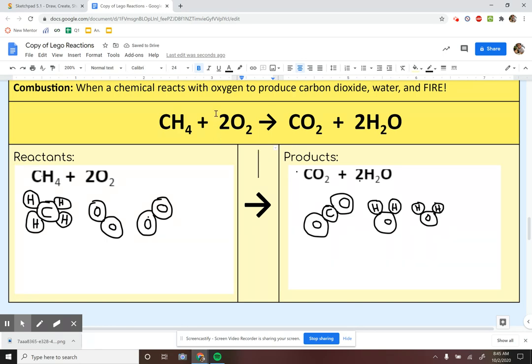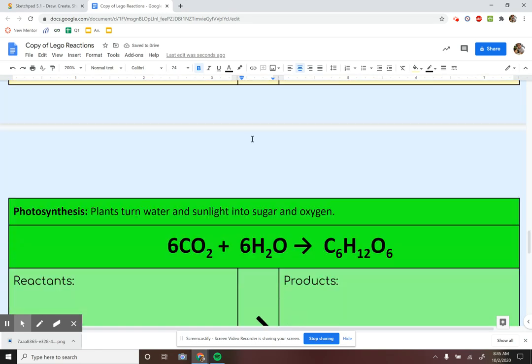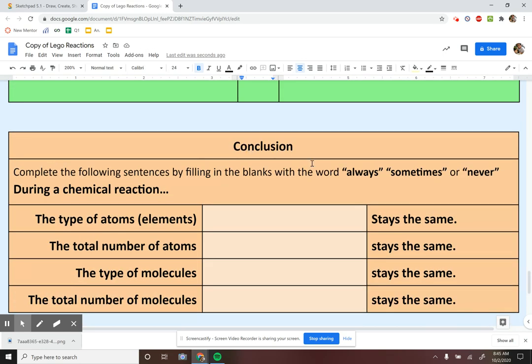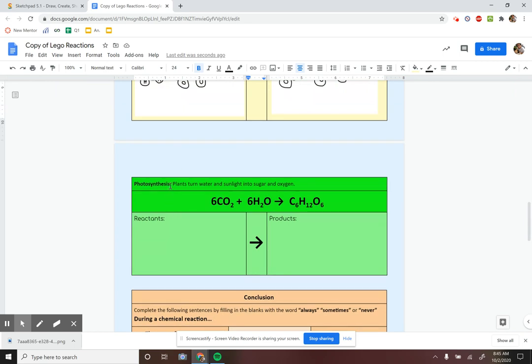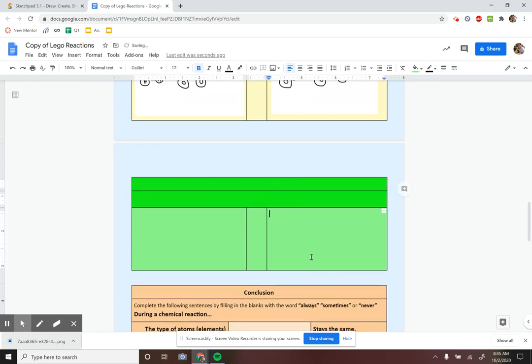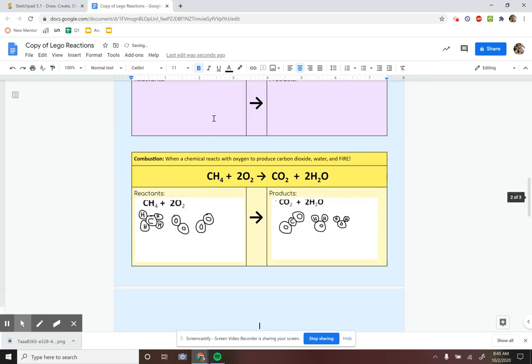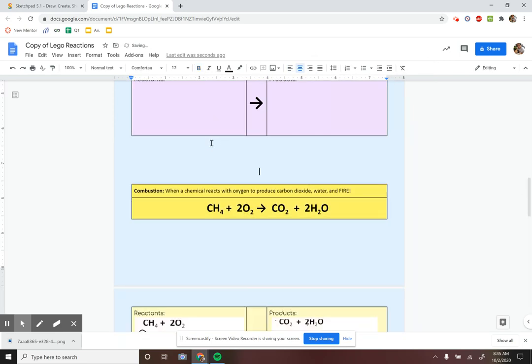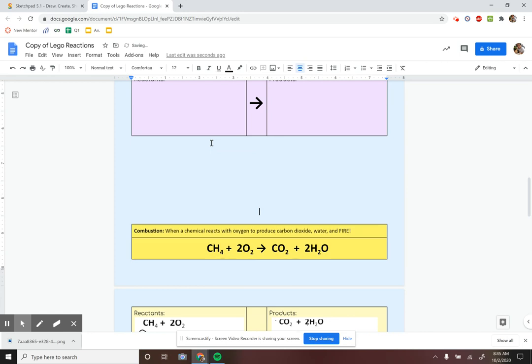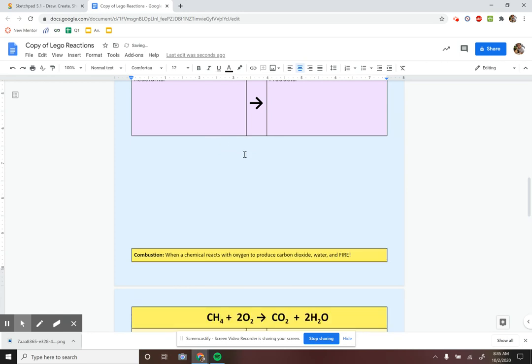Now using this, let's go down and do our conclusion. Okay, and we're going to be jumping back and forth a little. In fact, I'm going to zoom out and maybe we can see both. I'm going to delete this box. I don't want you to delete it on yours, but I'm going to delete it so that we can see these together a little more easily. Okay, here we go.